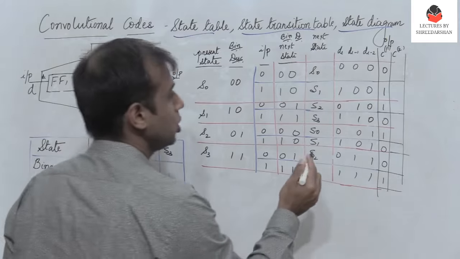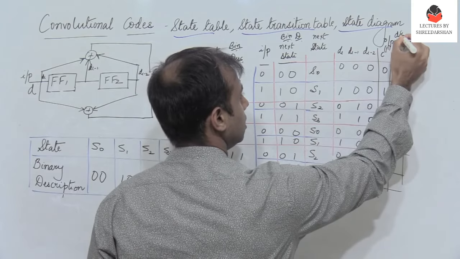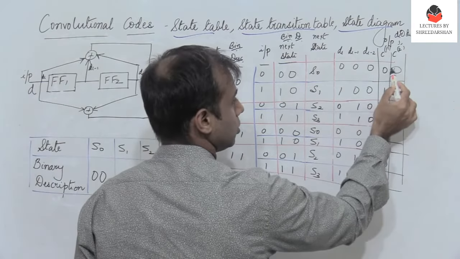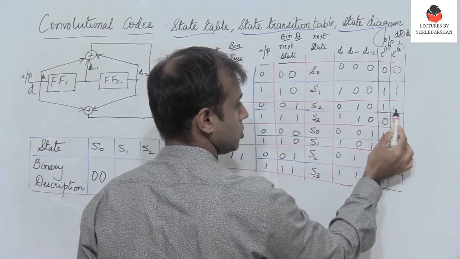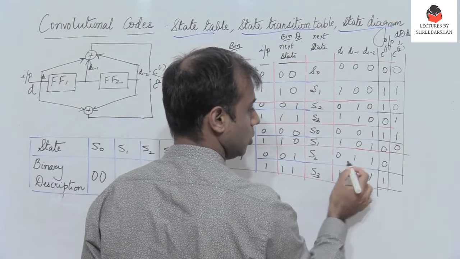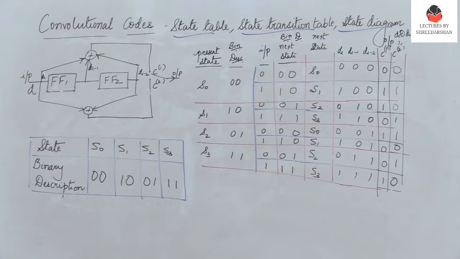Now what about C2? C2 is these two. So C2 is nothing but DL XOR DL minus 2. So 0 XOR 0 is 0, 1 XOR 0 is 1, 0 XOR 0 is 0, 1 XOR 0 is 1, 0 XOR 1 is 1, 1 XOR 1 is 0, 0 XOR 1 is 1, 1 XOR 1 is 0. So this happens to be the output C1 and C2. Right? So now after we have got the state transition table, the next job is to write the state diagram.